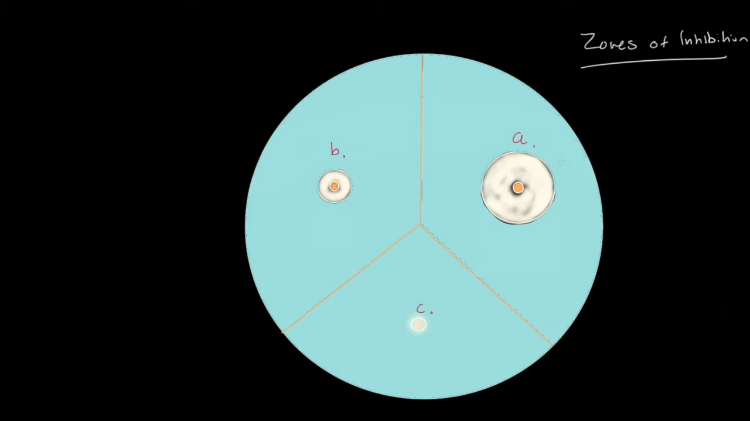So let's look at A. How are we actually going to calculate the effectiveness of this? Well, the key thing we want to do is calculate the area of effectively this zone. Now we're going to treat it as a circle, okay?